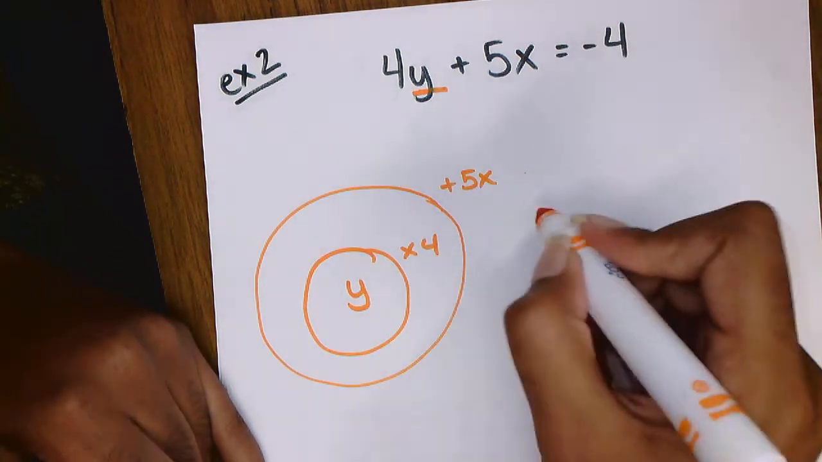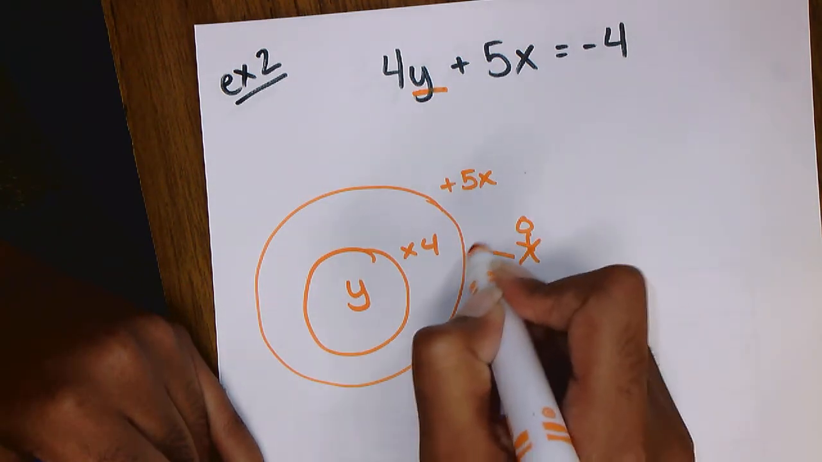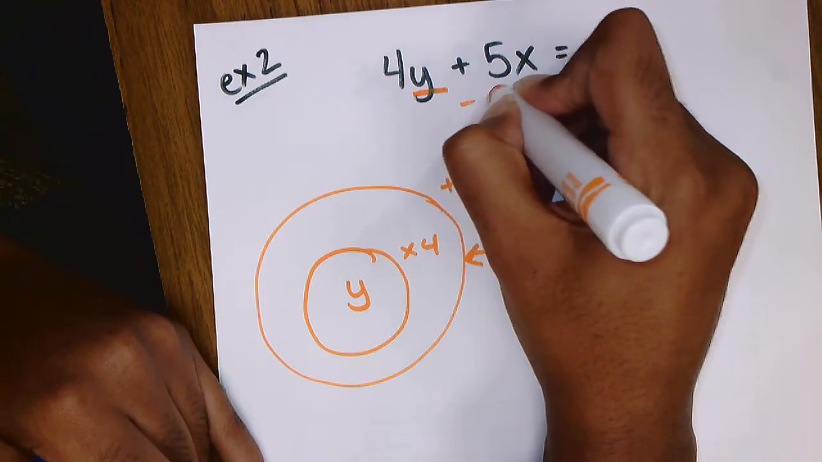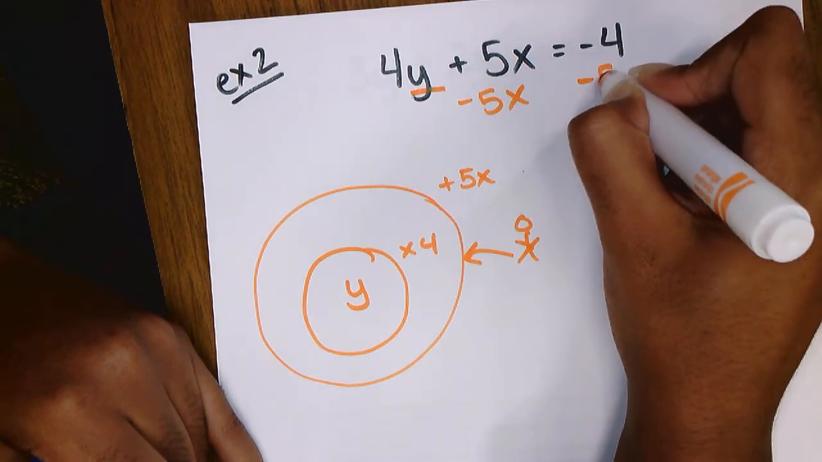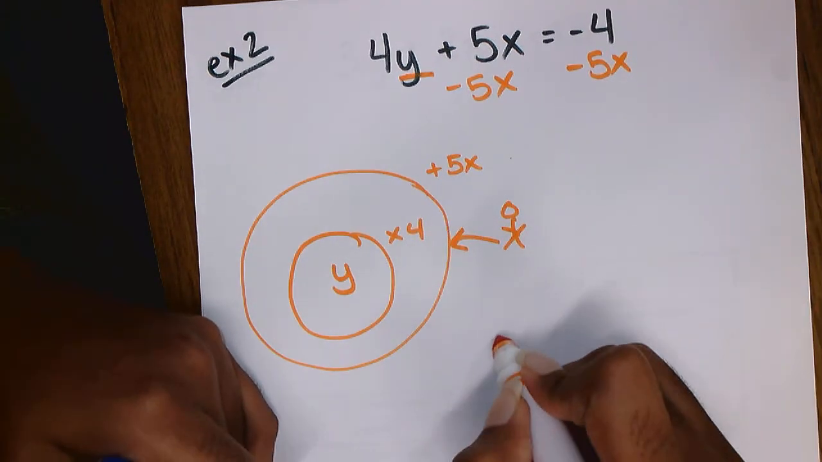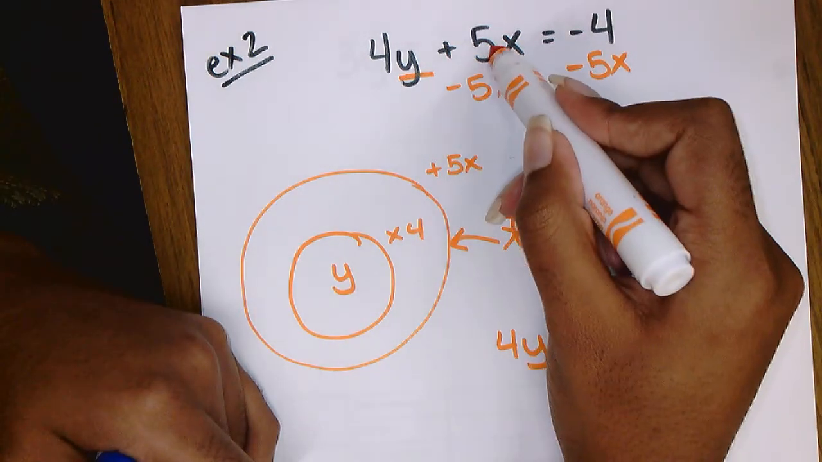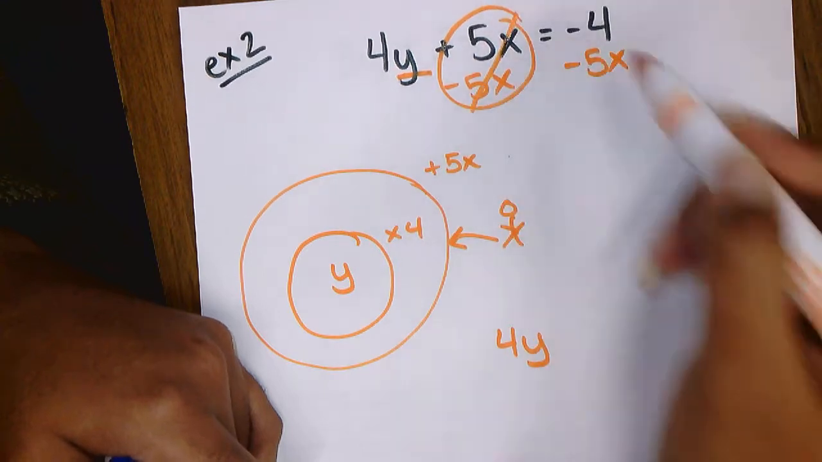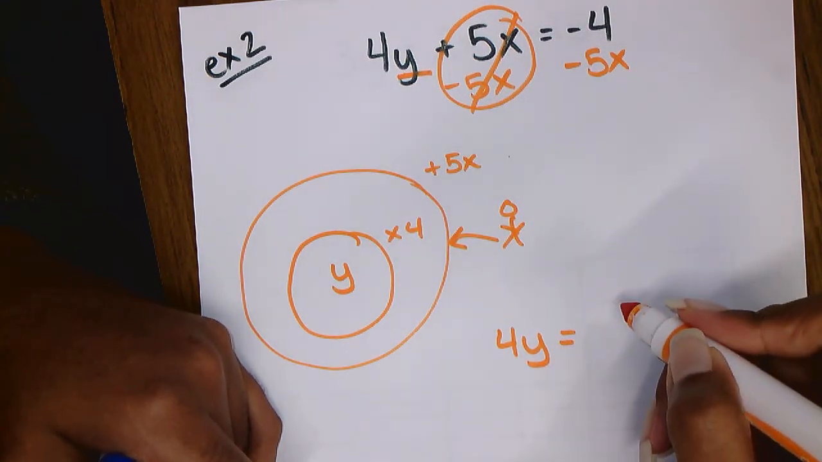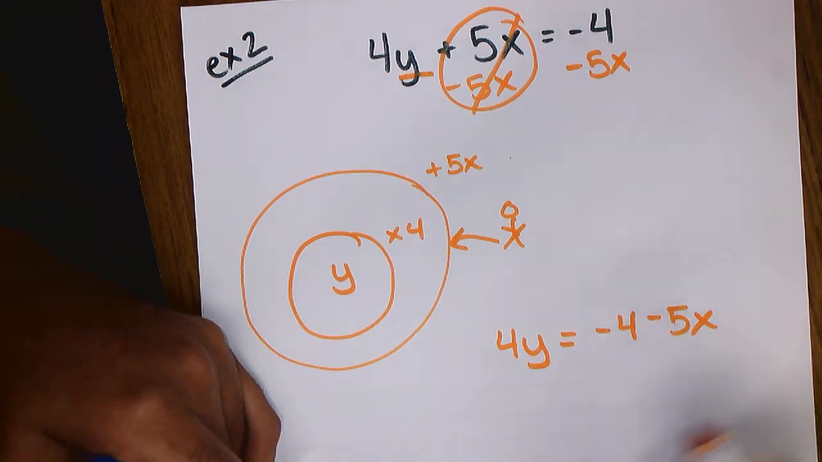Right? So in order to undo that, as a person standing on the outside trying to get to our y, right, we need to undo adding 5x first. So we need to subtract 5x from both sides of the equation. After we do that, we end up with 4y on the left-hand side. 5x minus 5x is a 0 pair, so it kind of disappears there. And on the right-hand side of our equation, we have negative 4 minus 5x.